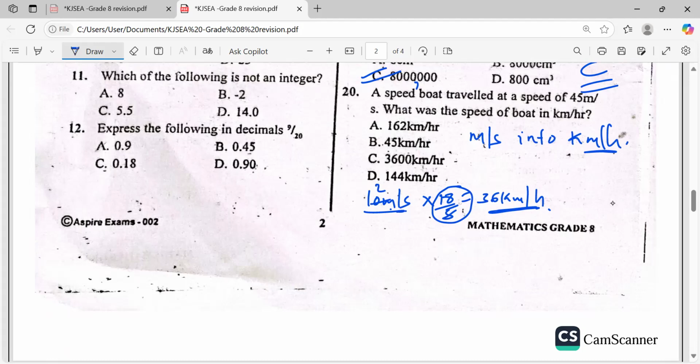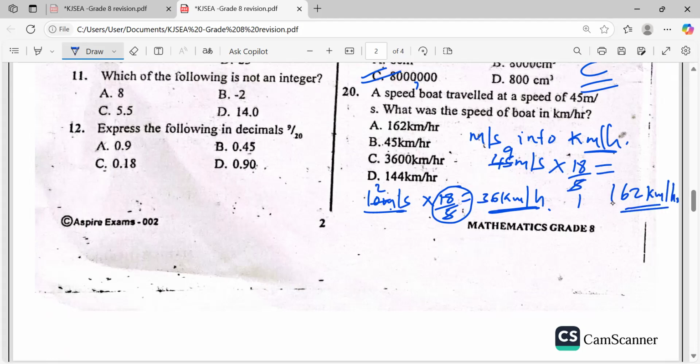So now, because we have 45 meters per second, I am supposed to multiply by 18 over 5. Are we together? Which becomes, 5 into 45 is 9. Let's use our calculator. We have 9 multiplied by 18. We are going to get 162 kilometers per hour.